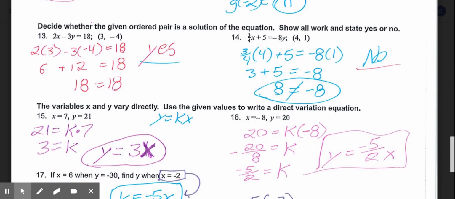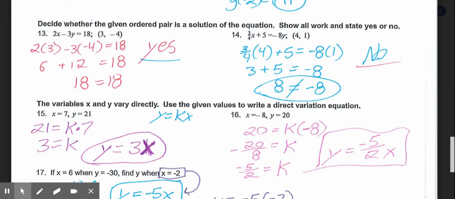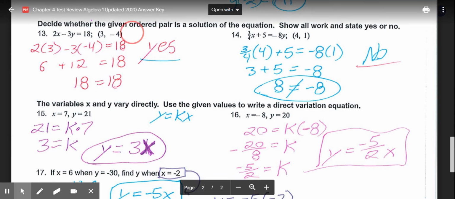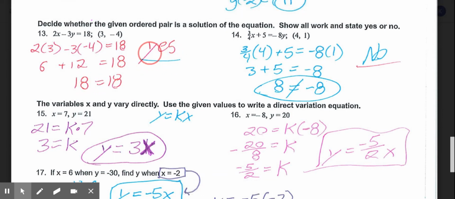For 13 and 14, we are determining if an ordered pair is a solution to an equation. So we are taking the ordered pair that they give us and substituting the first value in for x, the second value for y. And then we are checking if this equation is still true. So 2 times 3 minus 3 times negative 4, we're checking does that equal 18. 2 times 3 is 6. Negative 3 times negative 4 is a positive 12. 6 plus 12 is 18. So 18 equals 18 is true. So yes, that ordered pair is a solution.